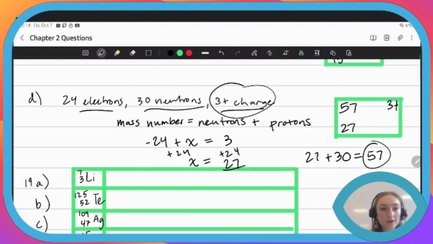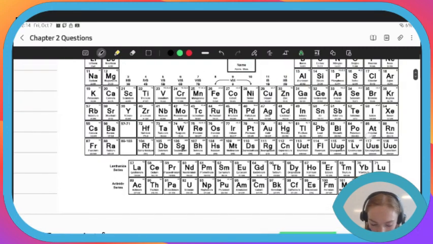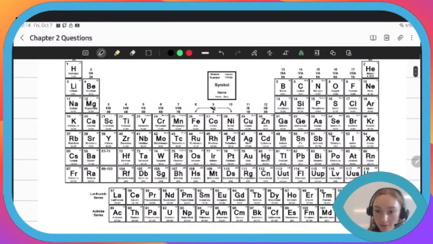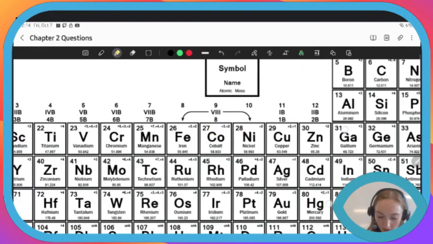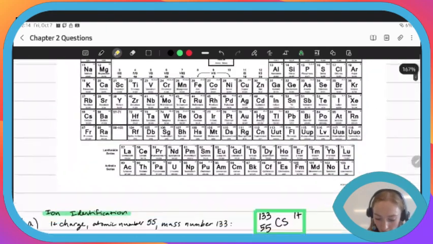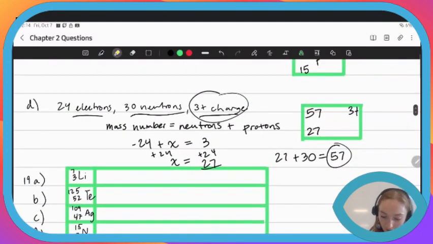And we can identify it by looking back at our periodic table. So let's look at the periodic table for the atomic number of 27. Going back here, 27 should be cobalt. So that's what cobalt is. And we have a +3 charge. I know that you probably can't see that too well, but at the very top right, it's +3 or +2. So that seems to go with the answer. So cobalt is the answer for this one.